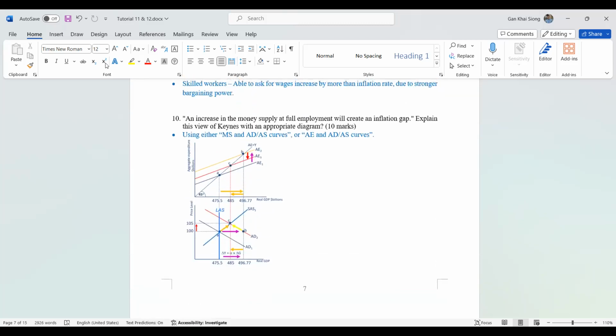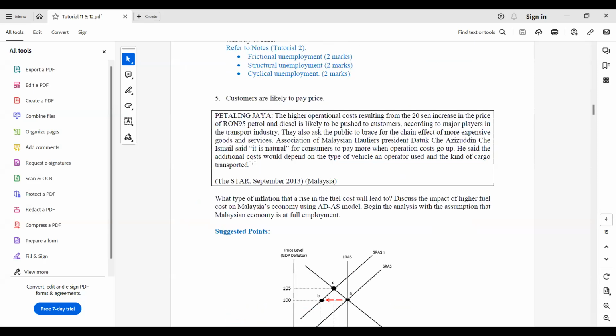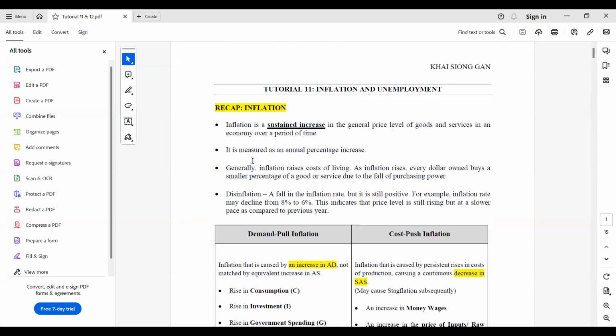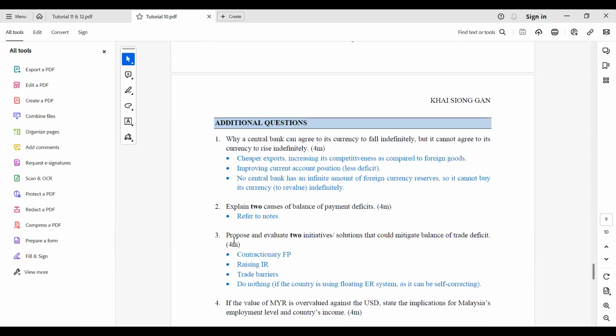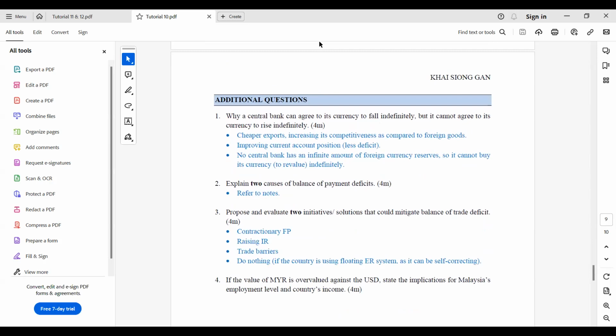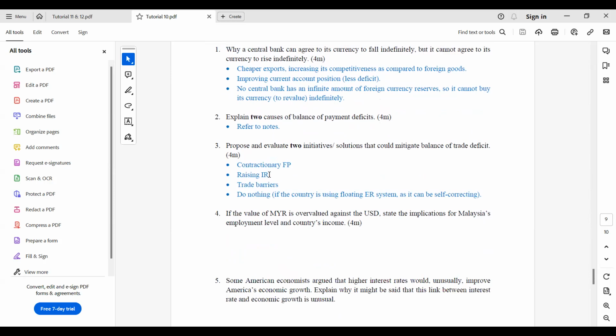Okay, so we are done with this one already. Okay, next one, we need to do the next one. Wow, time flies. Okay, tutorial 11 we are done. Now, the next one, which tutorial haven't we done yet? Tutorial 10. Okay, tutorial 10 is important.